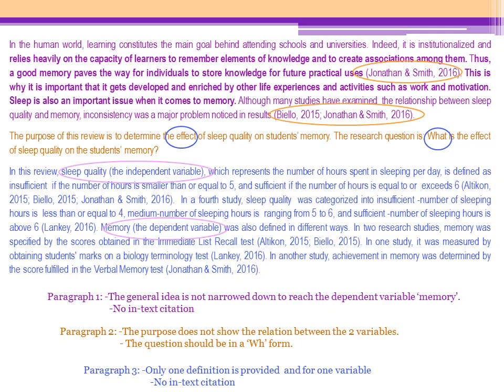In two research studies, memory was specified by the scores obtained in the immediate list recall test. In one study, it was measured by obtaining students' marks on a biology terminology test. And in another study, achievement in memory was determined by the score fulfilled in the verbal memory test. The other mistake was there was no in-text citation, and you see here in-text citation right after each definition.